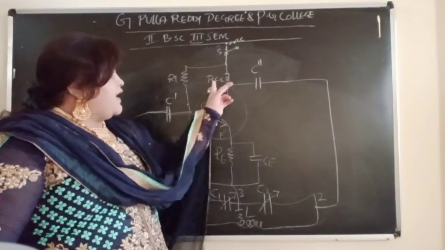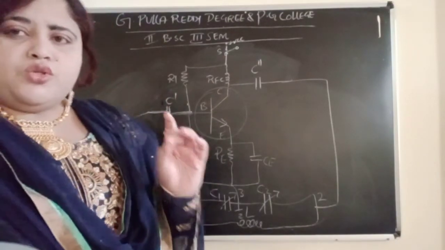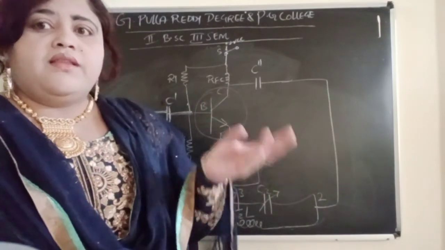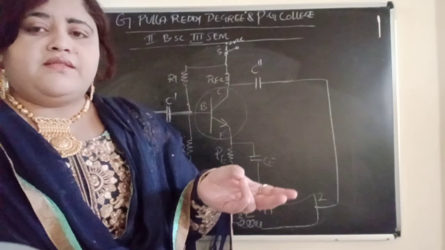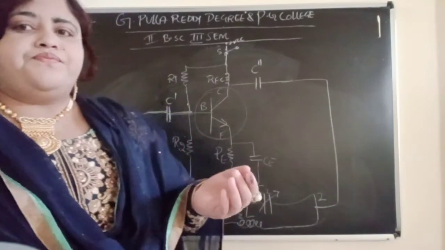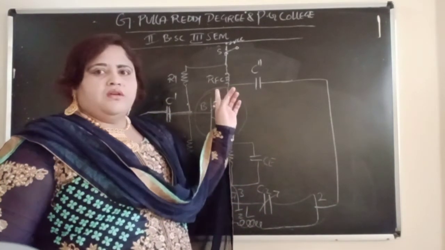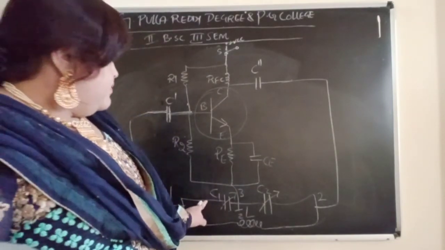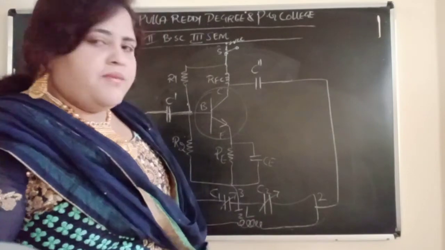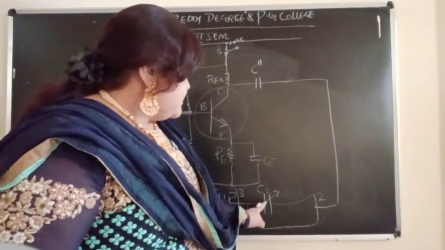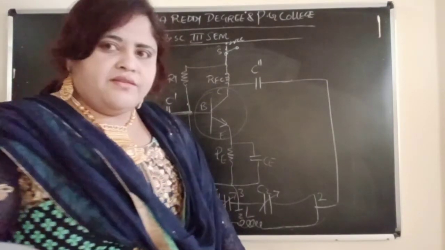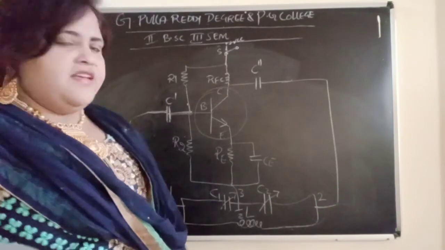Then RFC, radio frequency choke, will not allow the AC to reach DC. Then we went for the feedback network. The feedback network consists of two capacitors C1 and C2 and inductor L. These two capacitors are variable and inductor L is fixed.